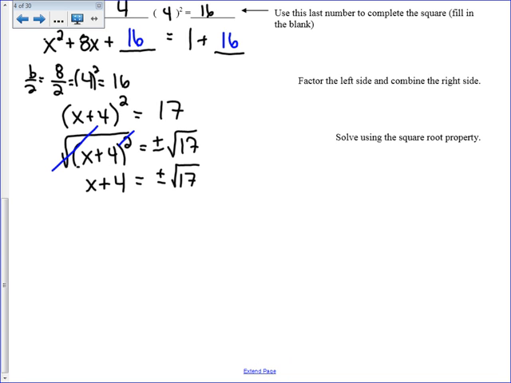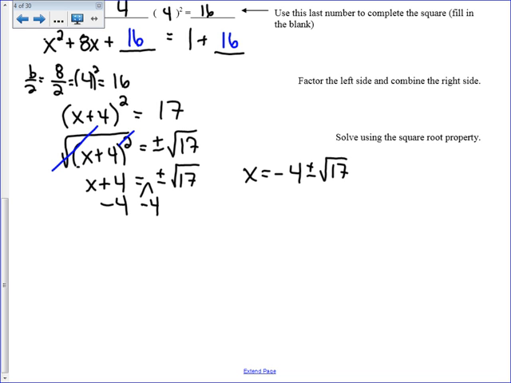And then what do I need to do to finish solving for x? Subtract the 4. And when I subtract the 4 on the right side, where do we tend to put that? Yeah, before the plus or minus. So we're looking at x equals negative 4 plus or minus the square root of 17.